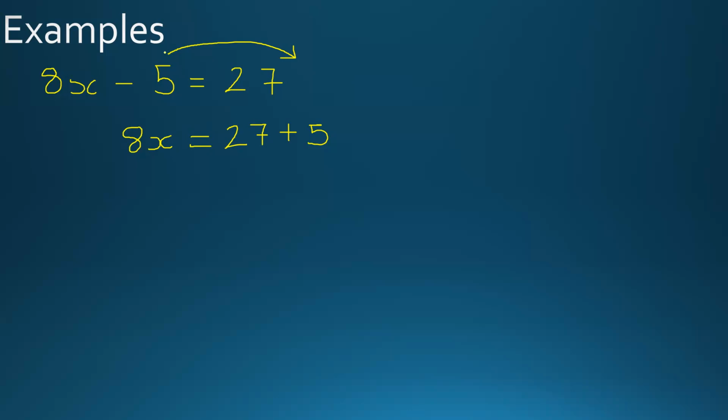So the first thing that we do is we try and isolate our variable. We are trying to make sure that only x is on the left-hand side. So we are going to send this -5 onto the right side of the equation. So it was negative. Now when we send it over, it becomes positive. Now we have 27 plus 5.